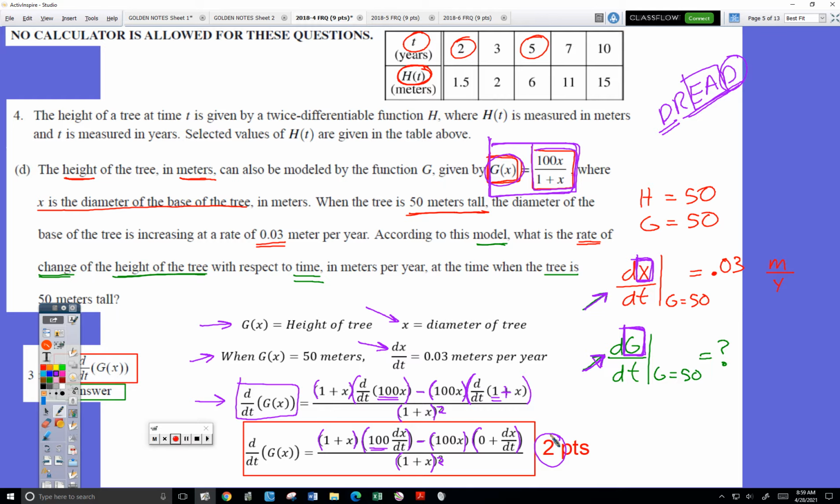We're supposed to find the value of dg/dt when g is equal to 50. So I have my formula here. I know the value of dx/dt. That value of dx/dt is going to be 0.03. My problem is I don't know the value of x, the diameter, when the height is 50. But I have a formula where I can plug in the height of 50 and determine what the diameter is when the height is 50. So that's what I'm going to have to do next.